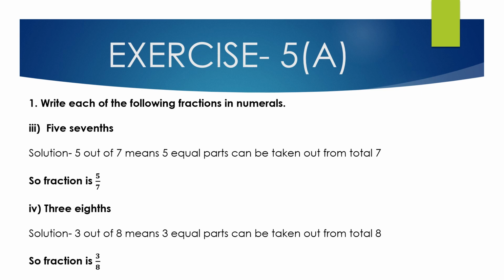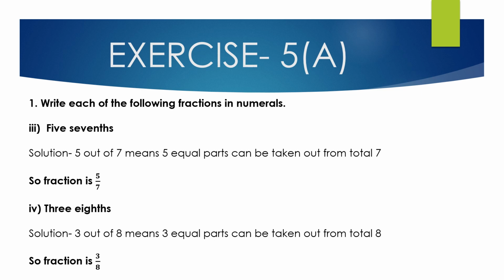Now the third one is 5/7. We have to find the fraction for 5/7. 5/7 means 5 out of 7, that is, 5 equal parts are taken out of a total of 7. So we can represent this as 5 divided by 7. The fraction will be 5 divided by 7.